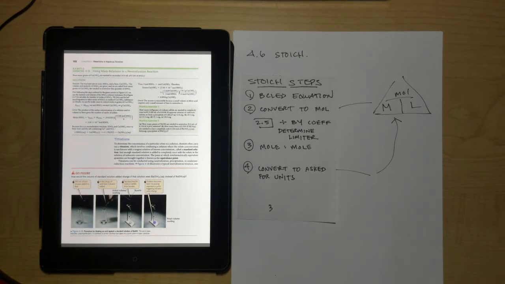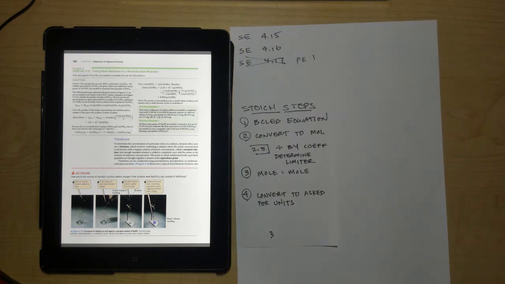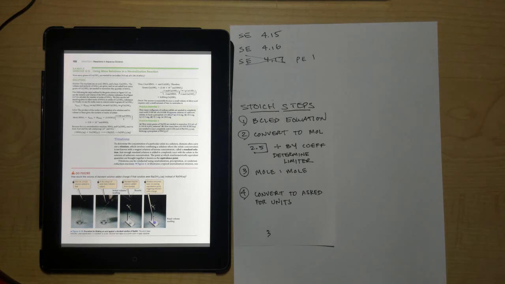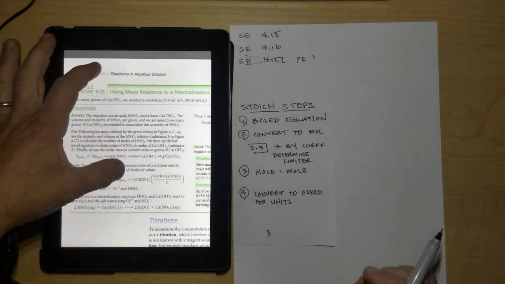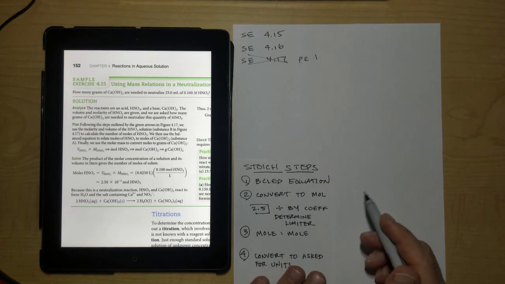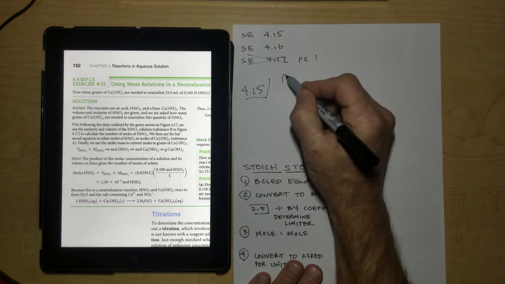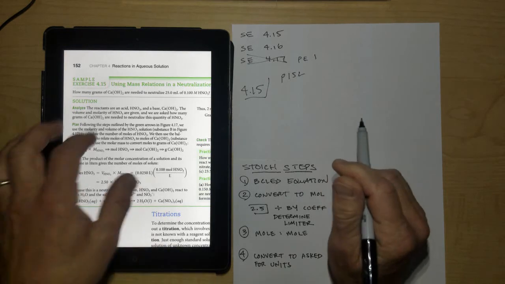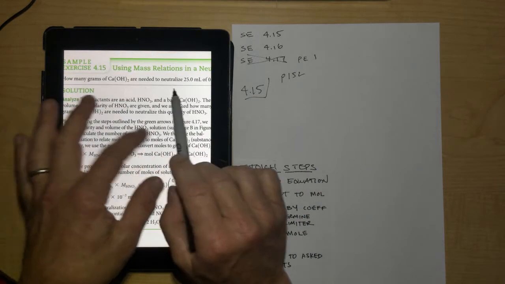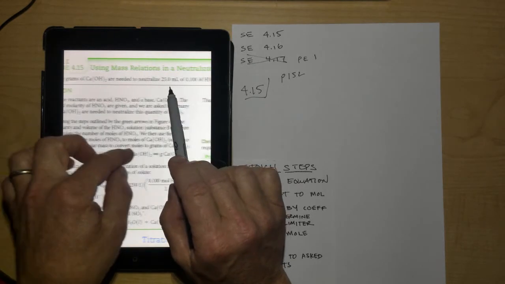So I have a series of example problems that I'm going to work through. If you've got questions on those problems as we go along, I'll keep these steps right up here and follow them along. My first one is sample exercise 4.15. I'll work that one, and then you can ask questions along the way for that one or the next ones. 4.15 is on page 152 in your textbook. How many grams of Ca(OH)2 are needed to neutralize 25 milliliters of 0.1 M HNO3?